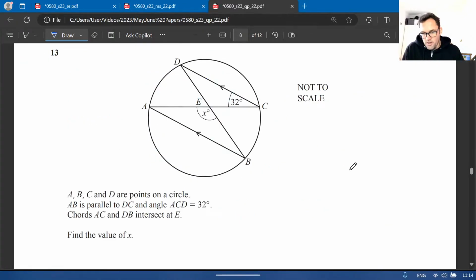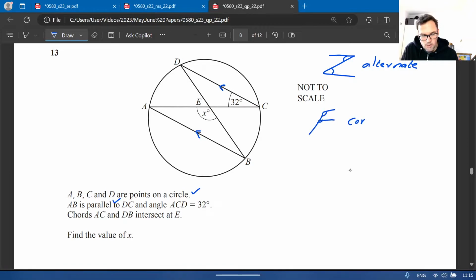Question 13. Clearly we have a circle theorem question here, and it's very important with these questions to read through all the information. They tell us A, B, C, D are points on a circle. We can see that. They tell us for a reason. AB is parallel to DC. So the moment you see parallel sides, you know you're going to look for that Z, alternate angles, or maybe the F, corresponding.